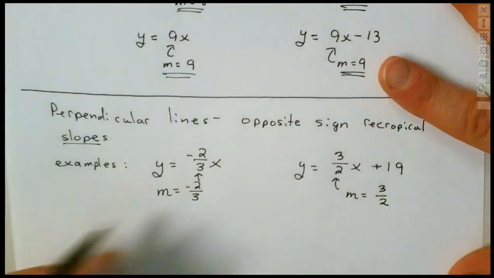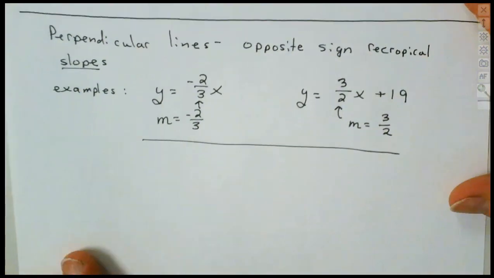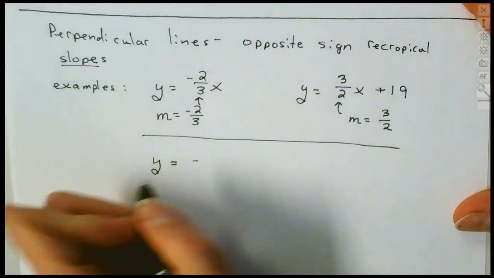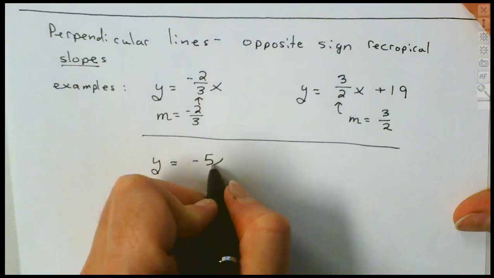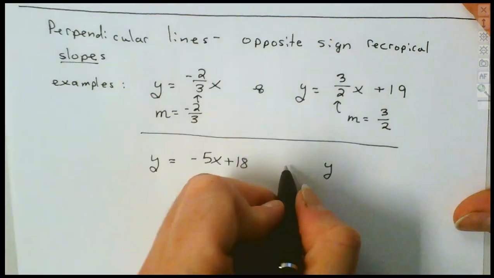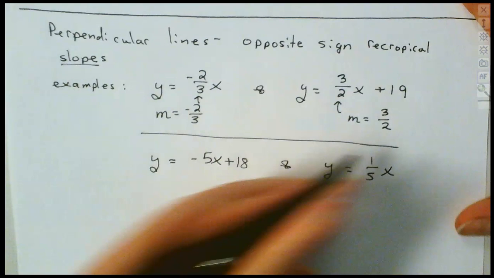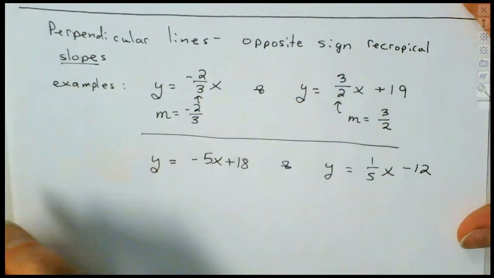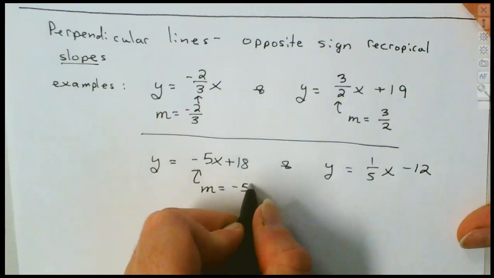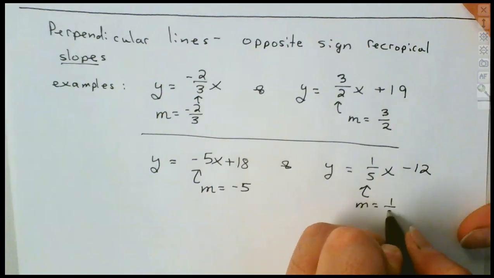Let's try another example. Here's another example. Y equals minus 5x plus 18, and y equals 1/5 x minus 12. These would be perpendicular because this one has a slope of negative 5. This one has a slope of 1/5.